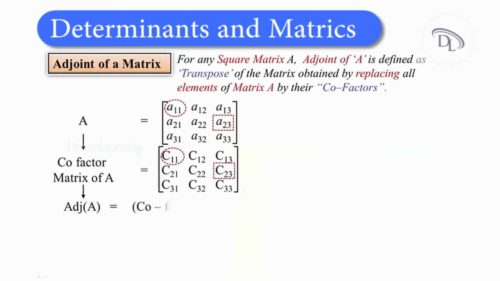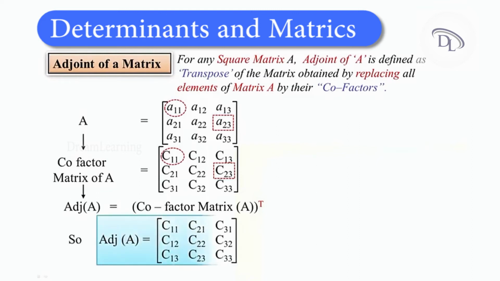Now, students, the adjoint of A is defined as simply taking the transpose of the above matrix. That is simply taking the transpose of the cofactors. Taking the transpose of the cofactor matrix, the adjoint of A becomes C11, C21, C31, C12, C22, C32, C13, C23, C33. That is, we have simply taken the transpose of the cofactors.